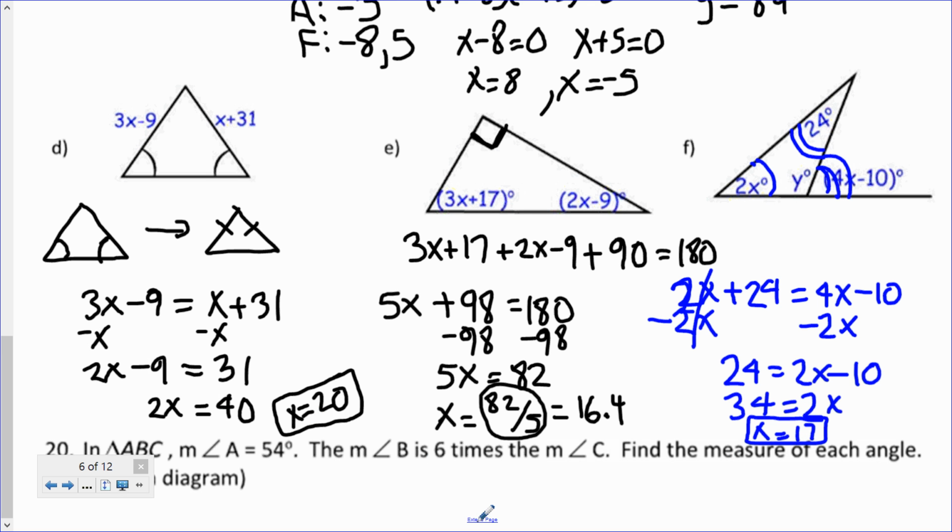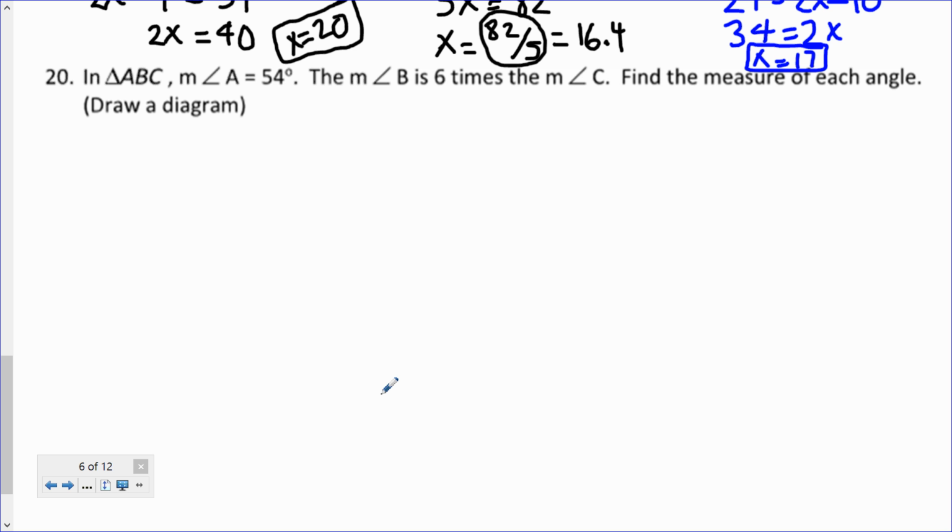All right, let's look at number 20. So number 20 says in a triangle, the measurement of angle A is equal to 54 degrees. And then it gives a relationship describing how B and C are related, but it doesn't tell you what either one is equal to. So the first thing you want to do is follow the advice that's written here. You want to draw a diagram.